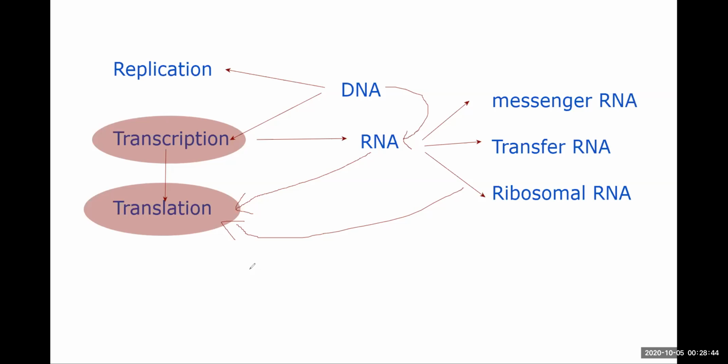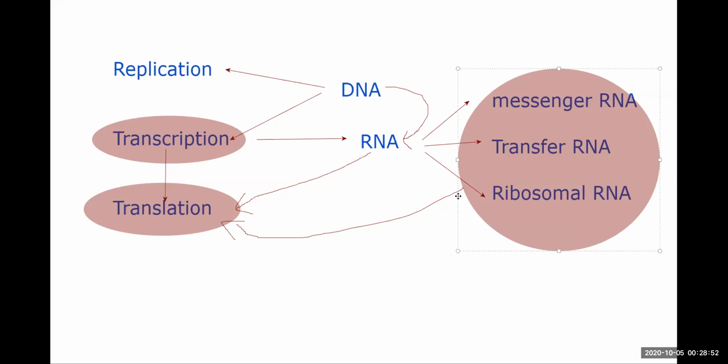Now, when I was an undergrad student, I only knew about these three RNAs, but now there are more RNAs, like microRNA, siRNA, guide RNA for CRISPR. So the family of RNA is increasing. So RNA is a really complex molecule, and the birth of RNA is given by the process of transcription.